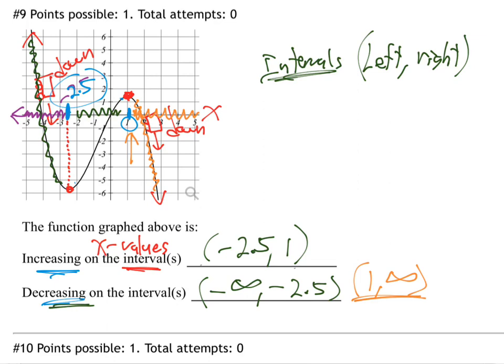Remember what brackets mean? Brackets mean you're straight on the number. Why wouldn't we want to use brackets? Well, because right at like 1, right there at the peak, as you're at the very top, are you going up or down? Right at the very top. Are you going up or down? Well, neither. You're frozen right at the top, right? It's the peak. That's why we don't want to include any of those endpoints.